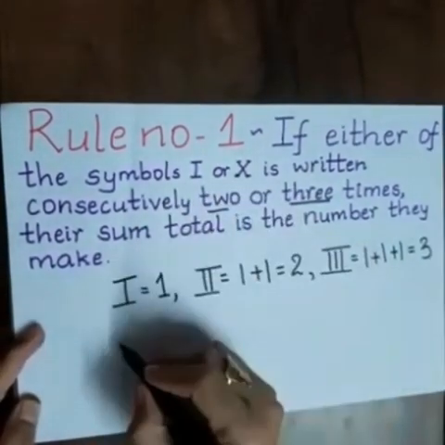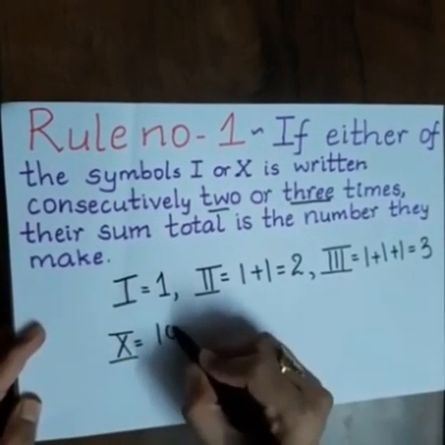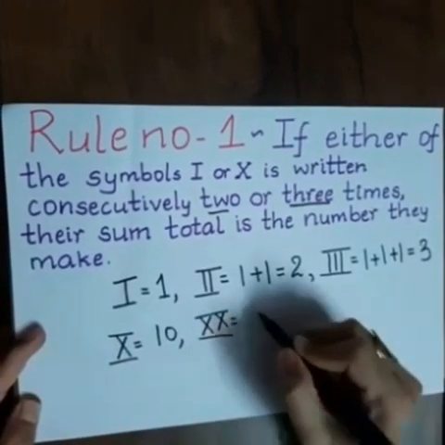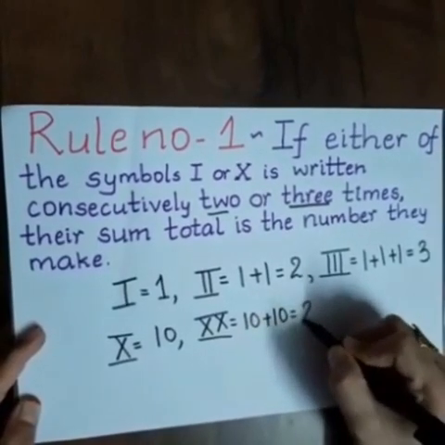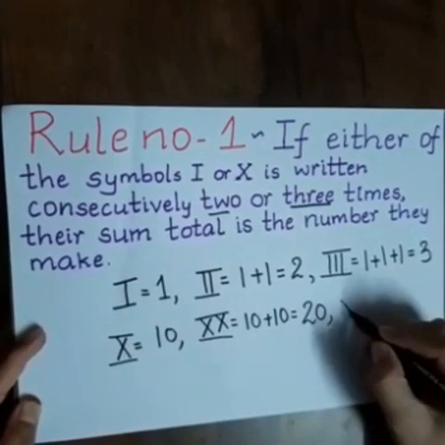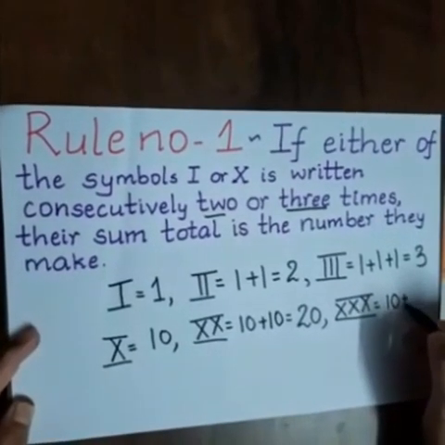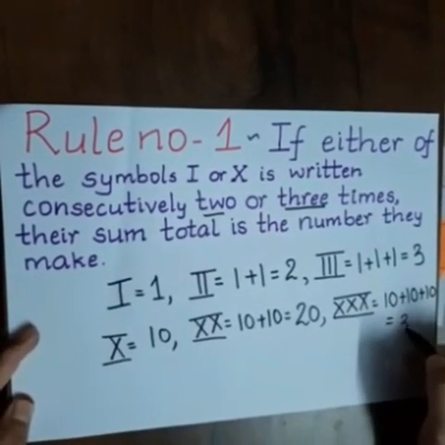Let us see. If I write 1 time X, it becomes 10. If I write 2 times X, it becomes 10 plus 10, that is 20. If I write 3 times X, it becomes 10 plus 10 plus 10 is equal to 30.